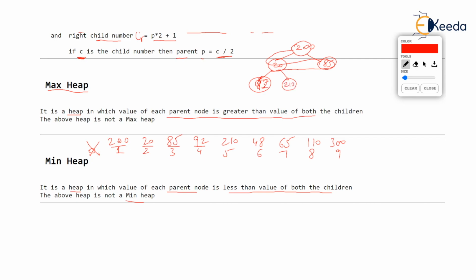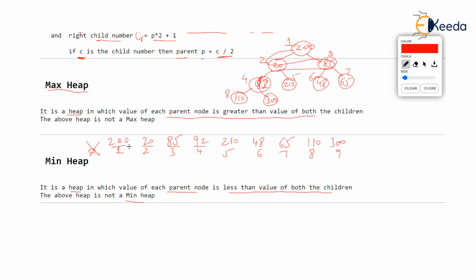Left of 85 will become 48. Right of 85 is 65. Left of 92 will become 110. And right of 92 will become 300. And we will have a habit of giving numbers to these nodes sequentially. Numbers also will be given in sequence from left to right.